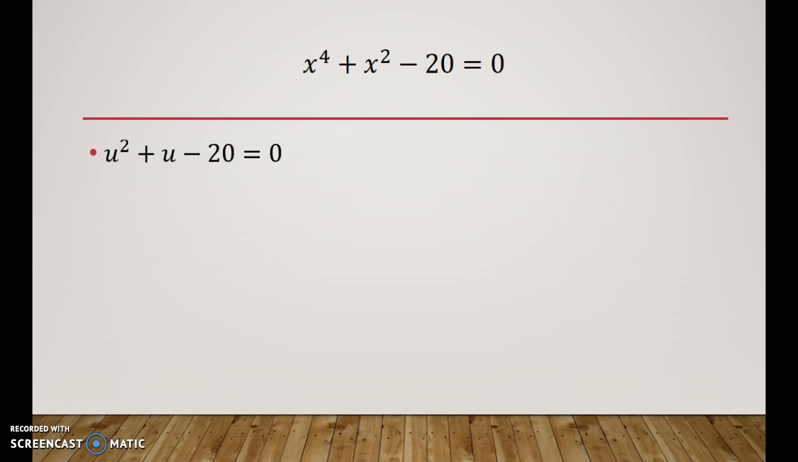So when we factor this, we're looking for what factors multiply to negative 20 and add to 1. That would be negative 4 and 5. So we have u squared minus 4u plus 5u minus 20. We group the first two. The first two have a u in common, so I can pull out a u. The second two have a 5 in common, so I can pull out a 5.